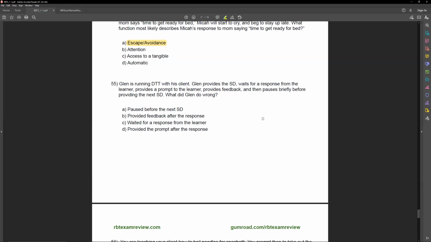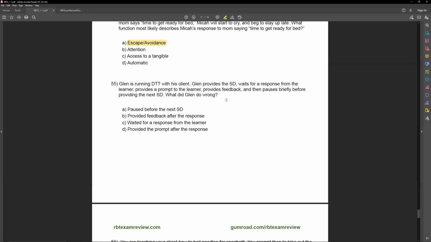So let's think about DTT. What are we doing in DTT? We provide our SD, and then what? Provide our prompt if needed. Then our learner responds, we provide feedback, we pause. What did Glenn do wrong? Is pausing before the next SD incorrect? No, that's part of the DTT system. We have a post interval pause. After you provide feedback, you pause briefly. You provide the next SD. So Glenn did that correctly.